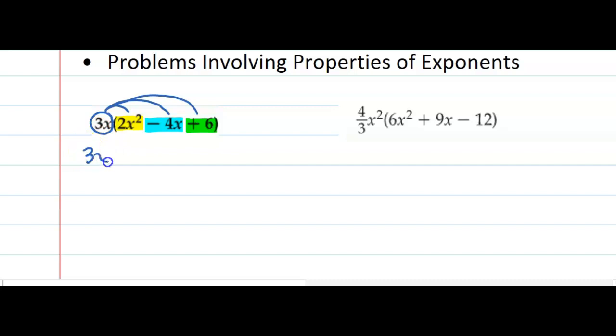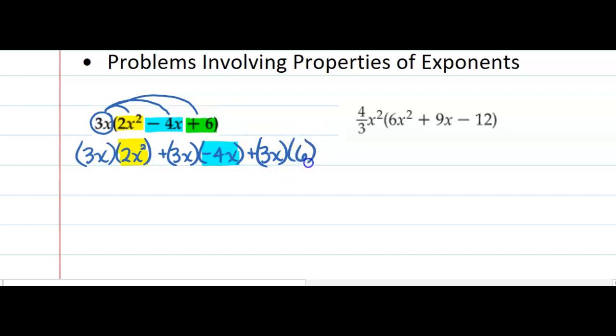We're taking 3x times 2x squared. Then we're going to take 3x times negative 4x, because that's our second term inside the parentheses. And then finally we're going to take 3x and multiply it by positive 6, because that's our last term. We're distributing the 3x. Now we apply our properties of exponents.